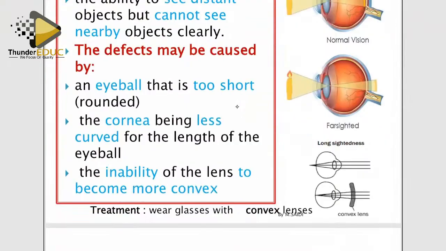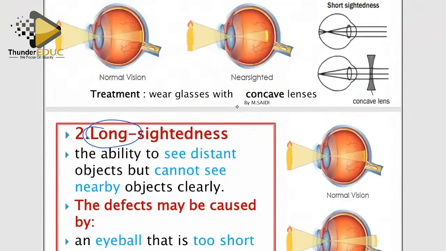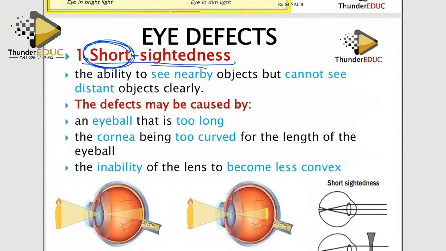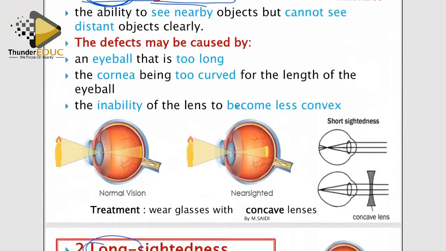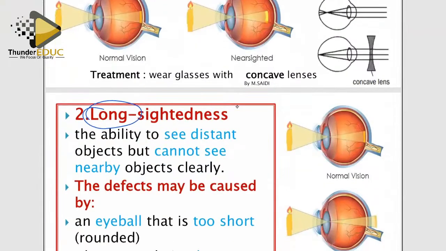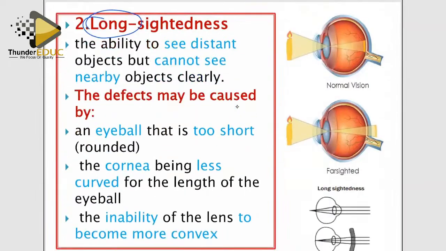Then, in science, we can also call it myopia. And then long-sightedness is when you are able to see objects which are far, but you can't see objects which are near. So we call it long-sightedness.